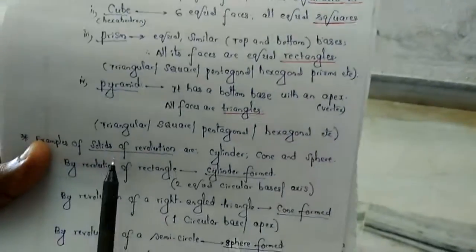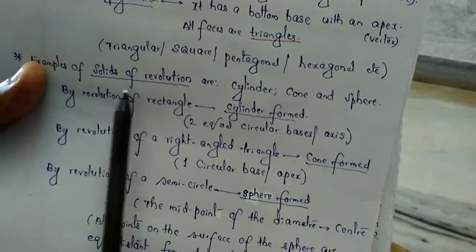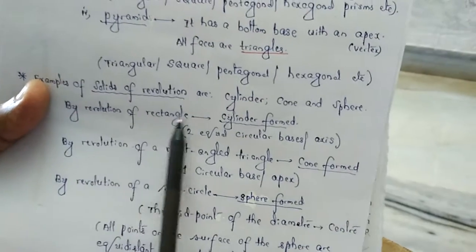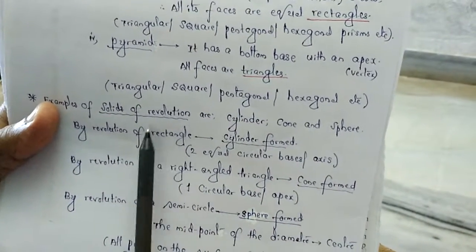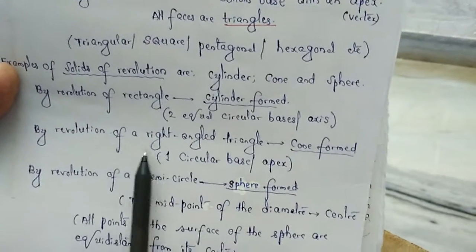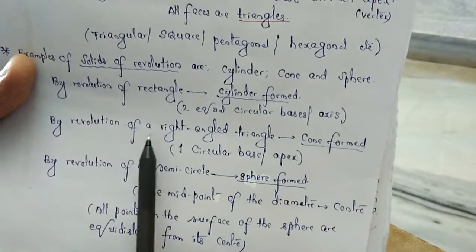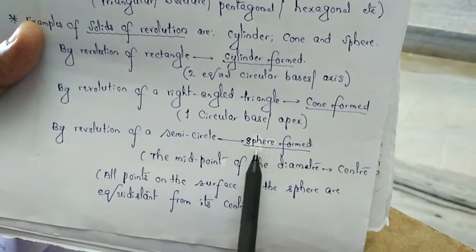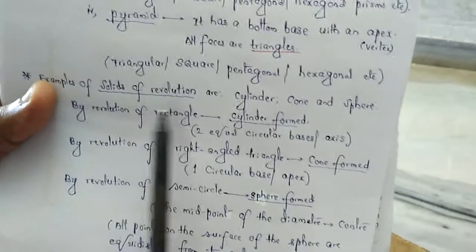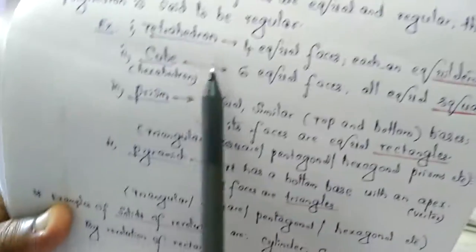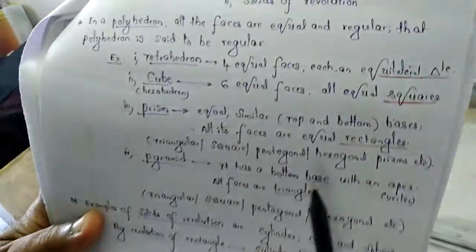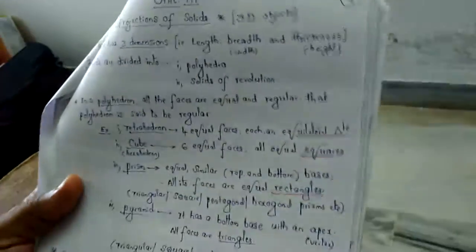Then go to the second category, solids of revolution. In this category we want to consider a cylinder, cone and sphere. For getting the cylinder, we consider a rectangle; after revolution of this rectangle, we get a cylinder. For getting the cone, we take a right angle triangle. For getting the sphere, we take the semicircle. So these three solids are in the category of solids of revolution. But tetrahedron, cube, prism and pyramid, these four solids belong to the category of polyhedra.